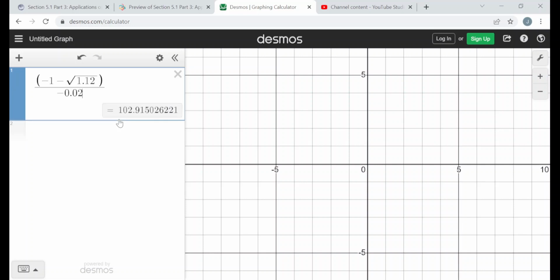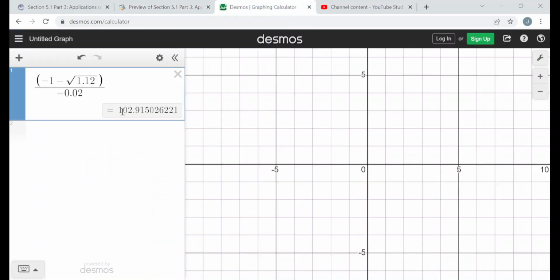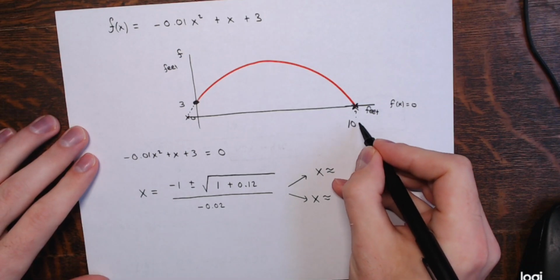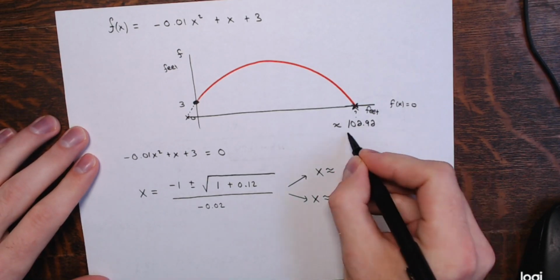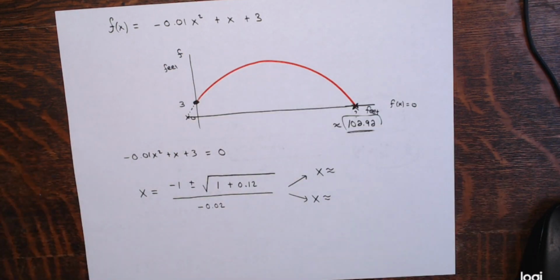So 102.92, if they say round to the nearest hundredth, I believe. Rounded to 2 decimal places, yeah. So 102.915, so this is about 102.92 feet across the field. That's how far it would have traveled before it hits the ground.